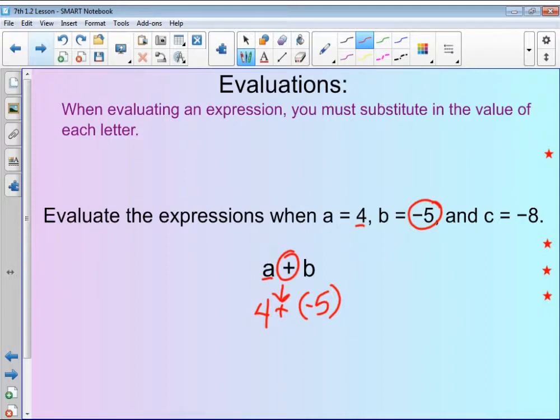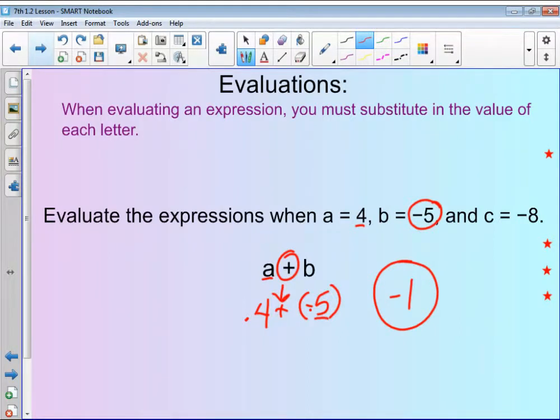So now if I look at these, this is a positive 4 inferred because there's no symbol there. And a negative, those are different symbols. Find the difference. So the difference is 1. Apply the larger sign. 5 is a larger digit. It had a negative sign. So our answer would be negative 1.